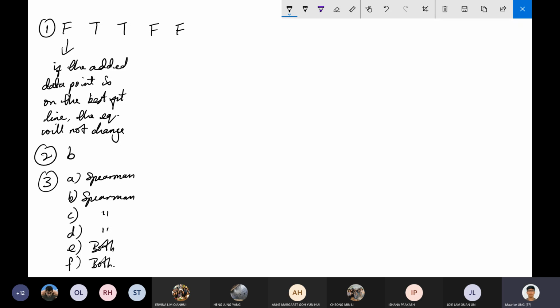All right, so question 4. Which of the following trends do not represent monotonic function? Now, what am I doing? Question 4.